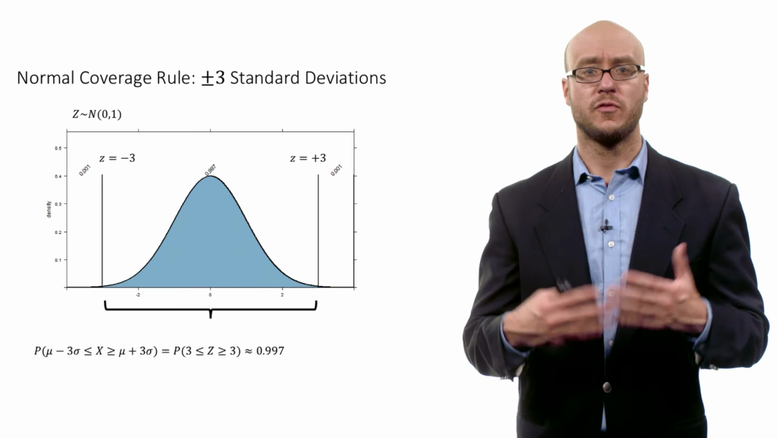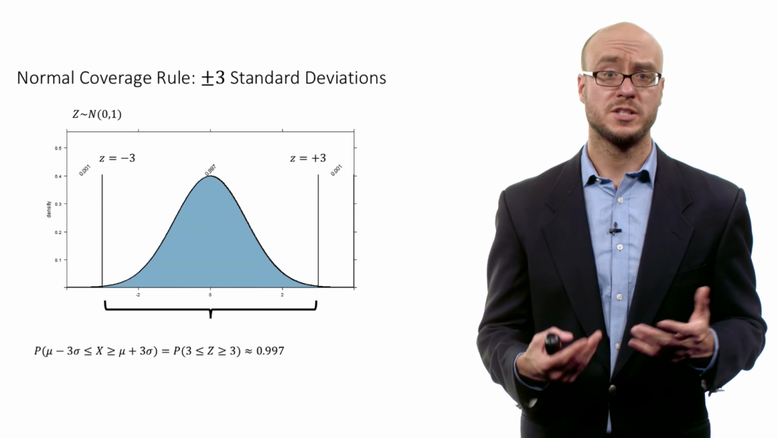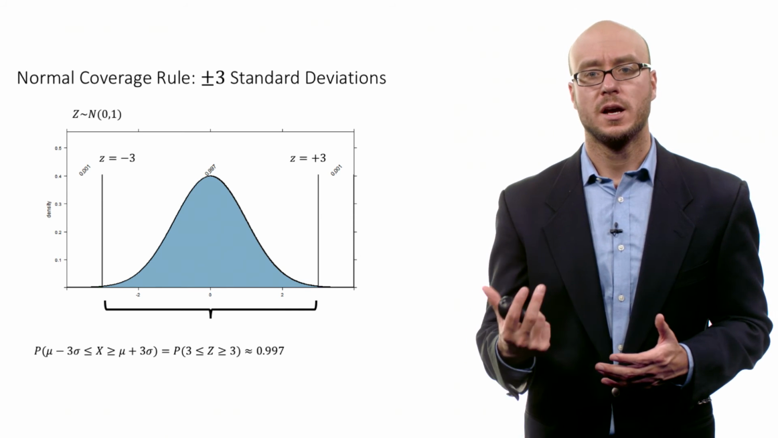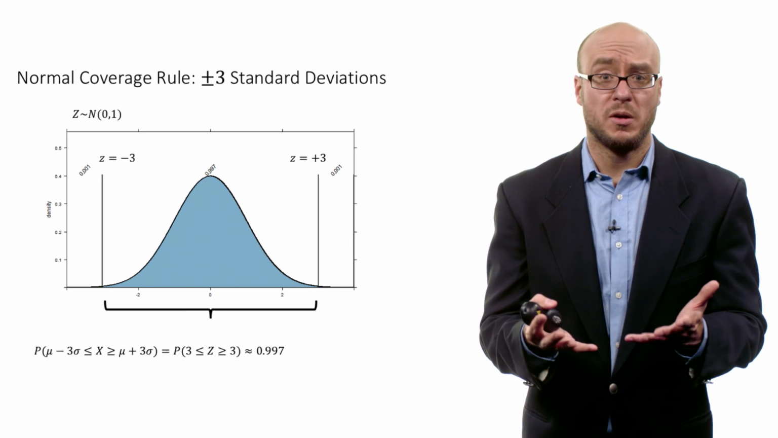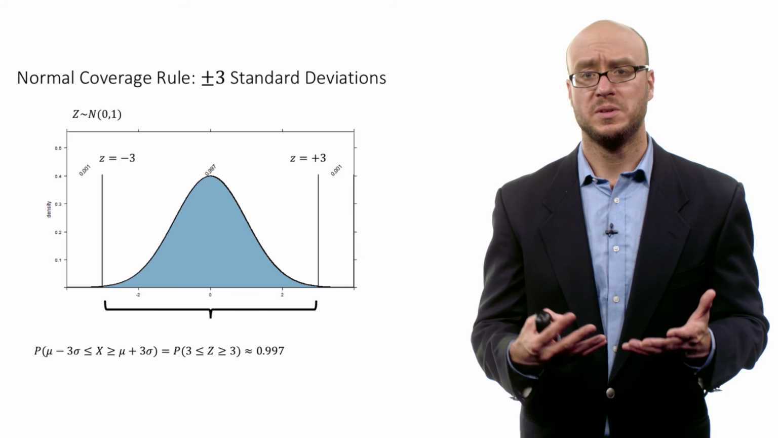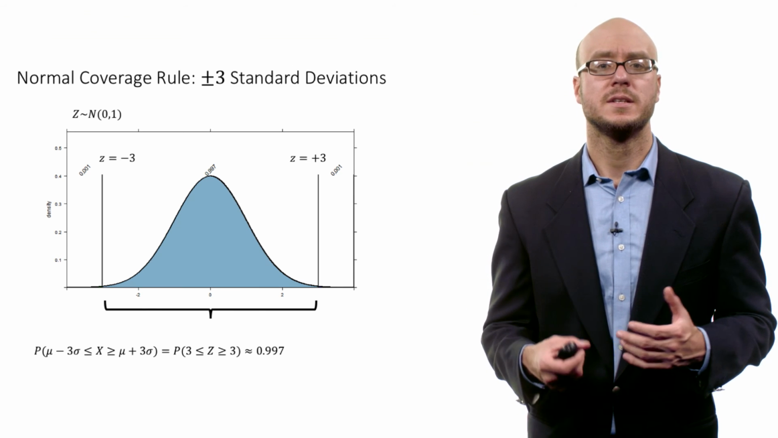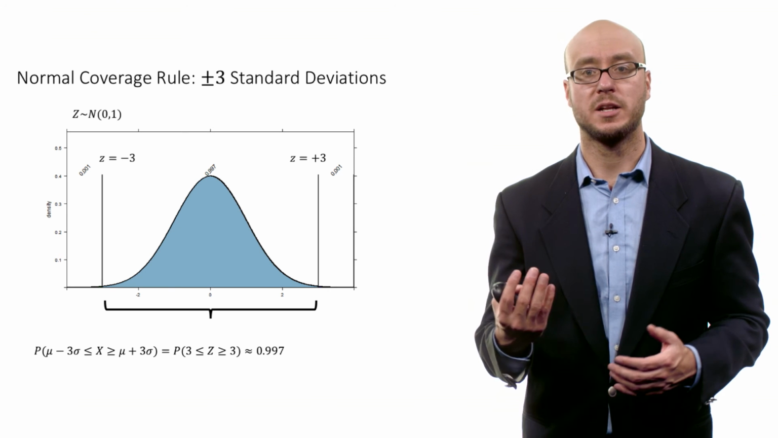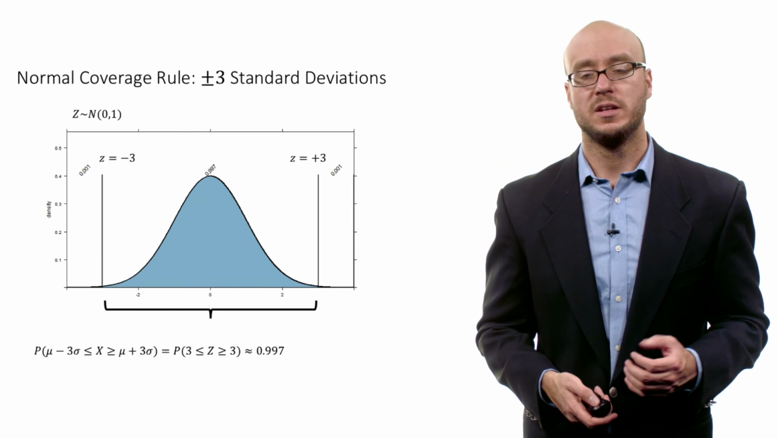And then for the normal coverage rule with plus or minus 3 standard deviations, we'd expect a randomly selected z-score to be within 3 standard deviations of the mean, either above or below. That probability is very high, 0.997, or roughly 99.7% of values we'd expect to be between 3 standard deviations, either above or below the mean.